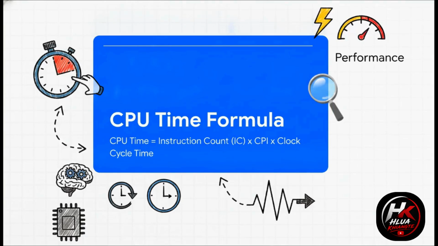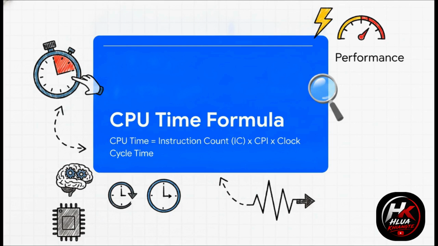Now, what's really interesting about this is how we actually calculate it. Execution time is our ultimate measure of performance. The CPU time formula shows that the total time to run a program equals the instruction count multiplied by the average clock cycles per instruction, or CPI, multiplied by the clock cycle time.